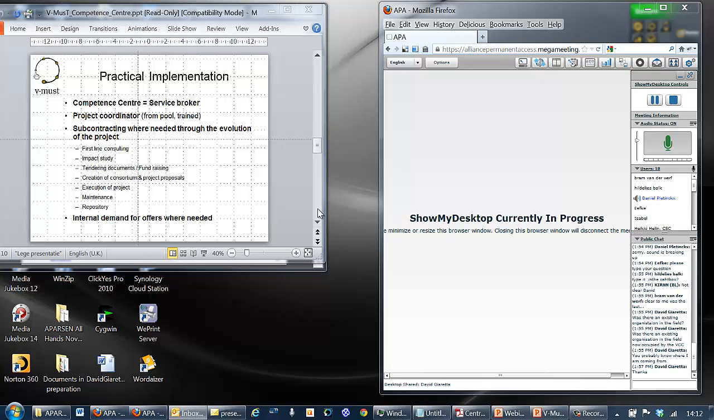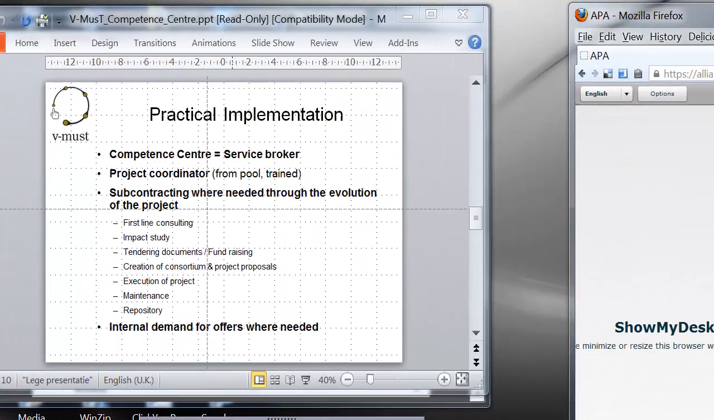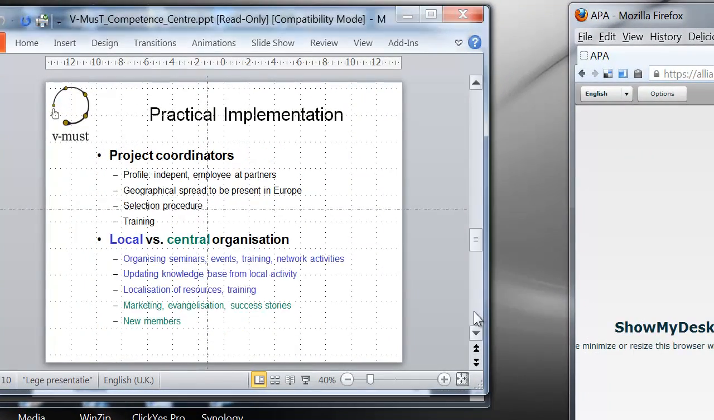We need them to create the consortium, create the different experts that will realize the project, or that will come up with the project proposals, will execute the project, and then will also maintain the project and put results from the project in a common repository. This is all done by subcontracting, so there is quite an important legal part with contracts. And that means also that if there are within the group partners that can compete with each other for a certain job, then there will be an internal demand for offers. So this is very business oriented in this way.